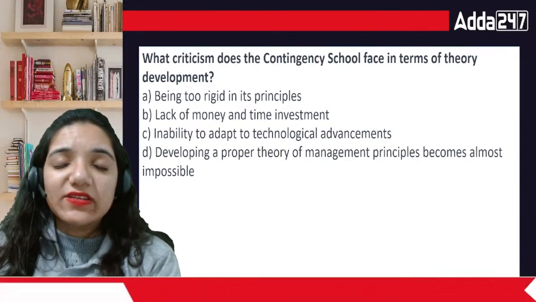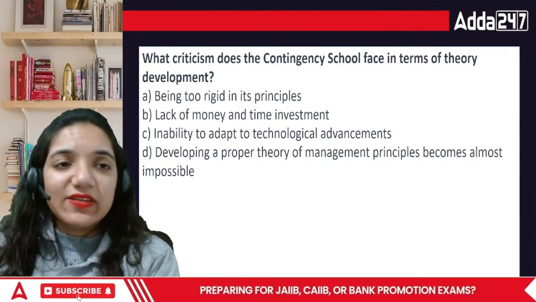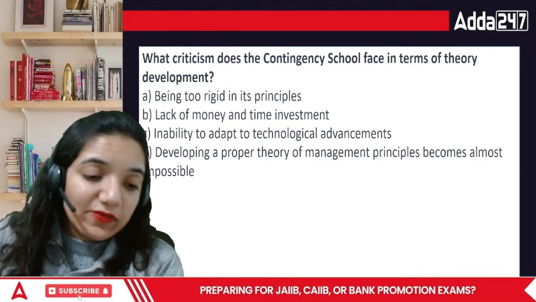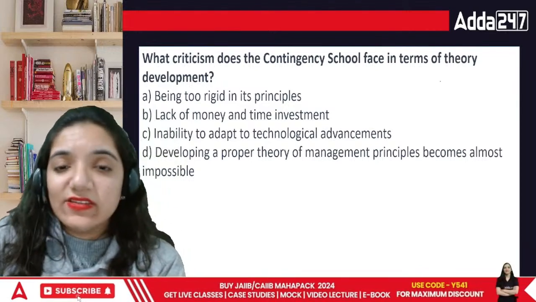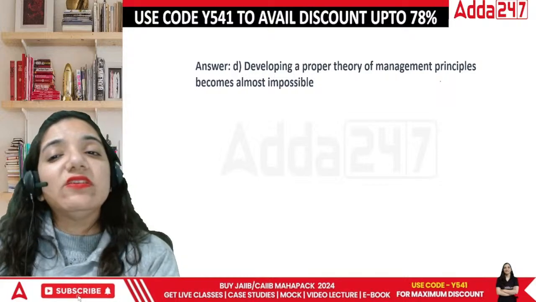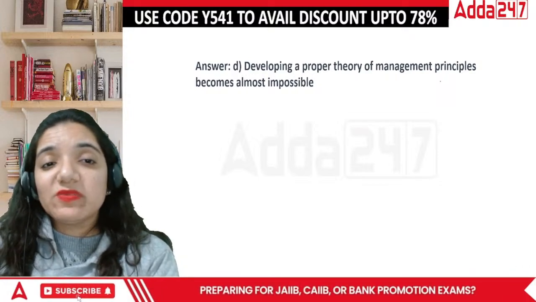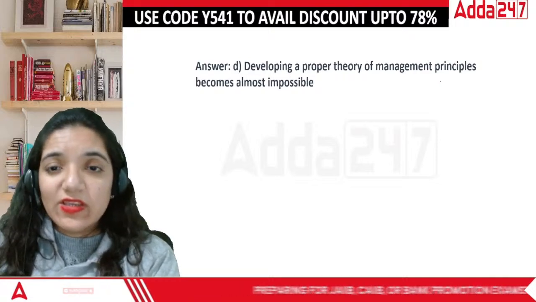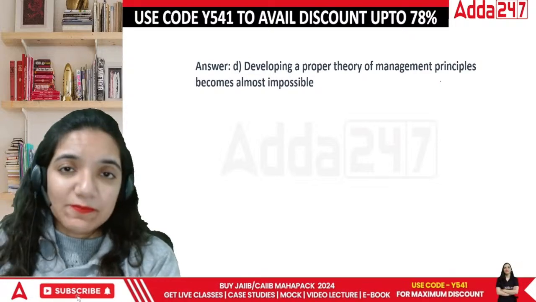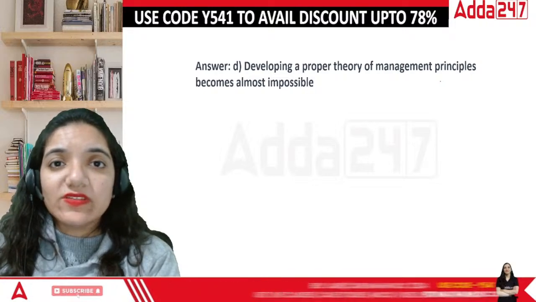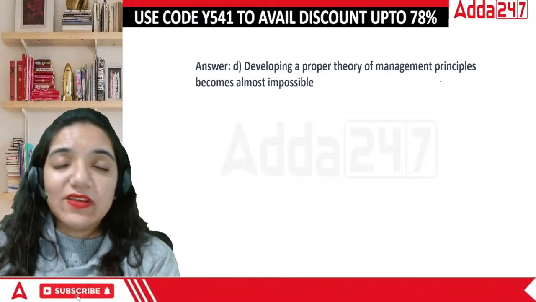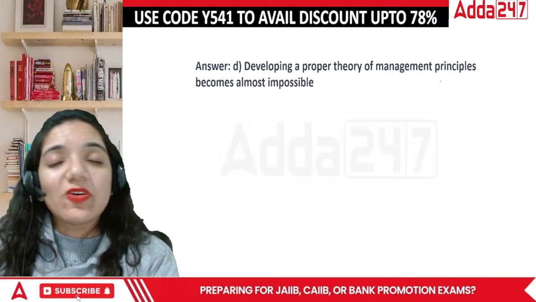In terms of contingency, it is accepting that when things change, you have to change yourself. So one of the realities is, there is no specific theory which can be developed there. Developing a proper theory of management principles becomes almost impossible. You just can't, because it is never the same. You're dealing with humans. What do you expect? They're never going to be simple, they're always going to be complex.